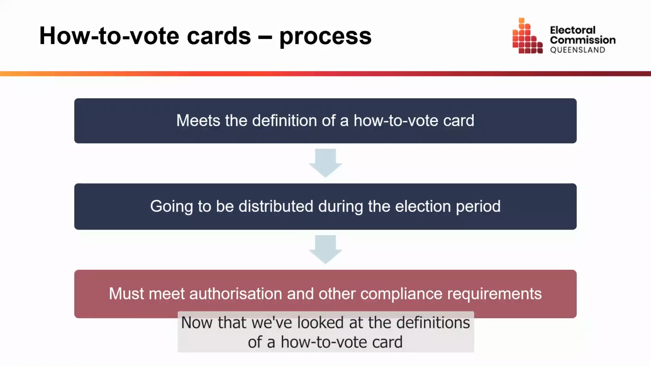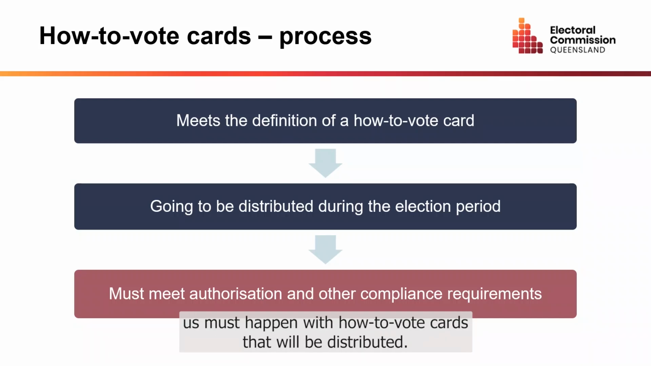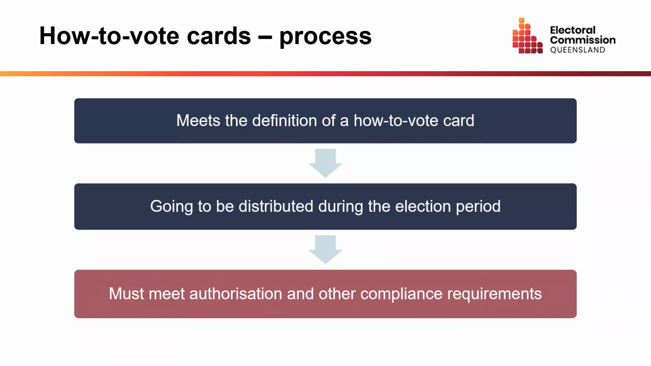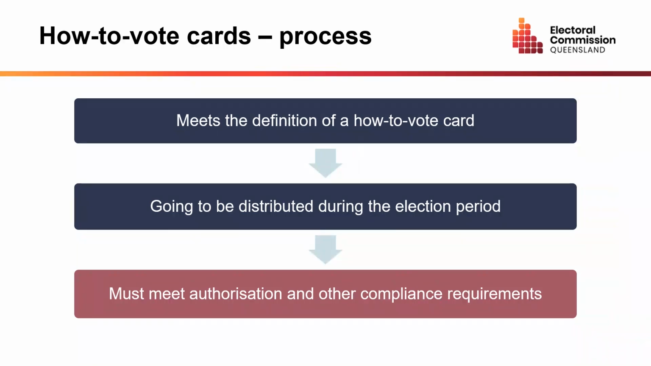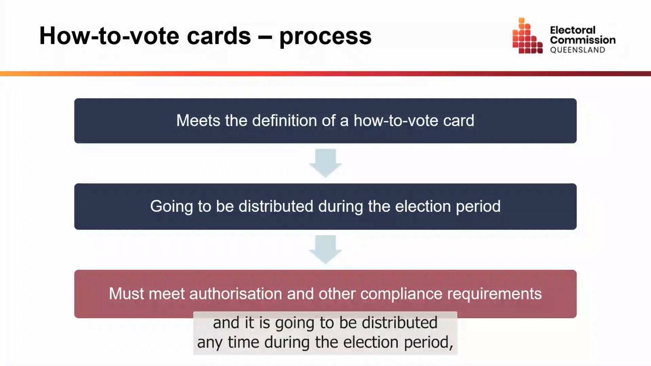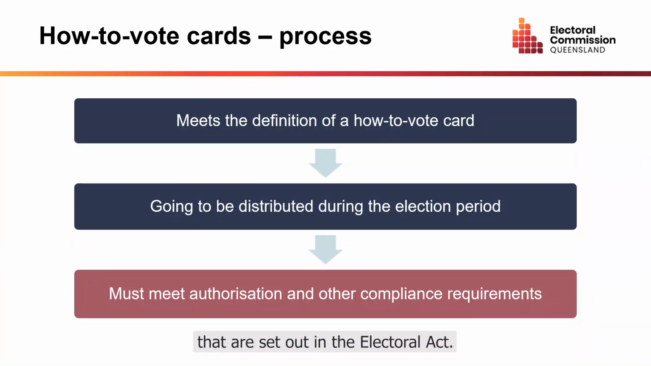Now that we've looked at the definitions of a how-to-vote card and its distribution, let's see what the Electoral Act tells us must happen with how-to-vote cards that will be distributed. Starting at the top, if election material meets the definition of a how-to-vote card, and it is going to be distributed any time during the election period, then it must meet the authorisation and other compliance requirements that are set out in the Electoral Act.